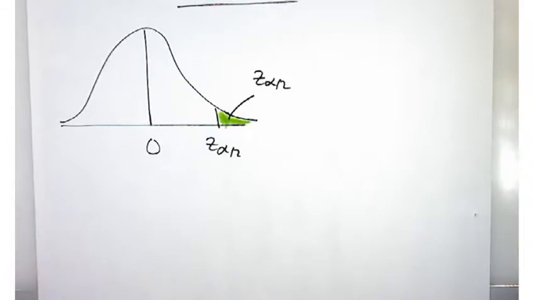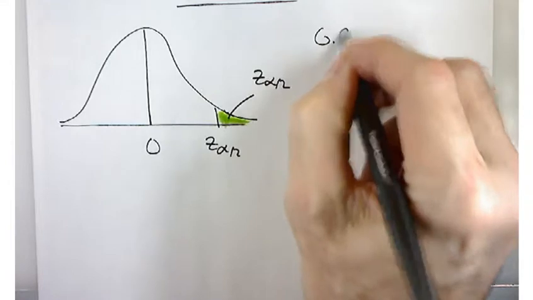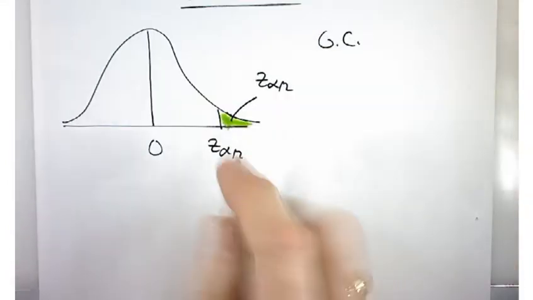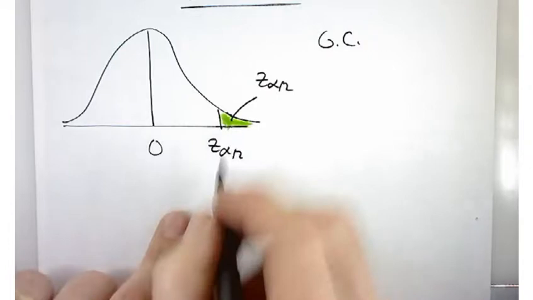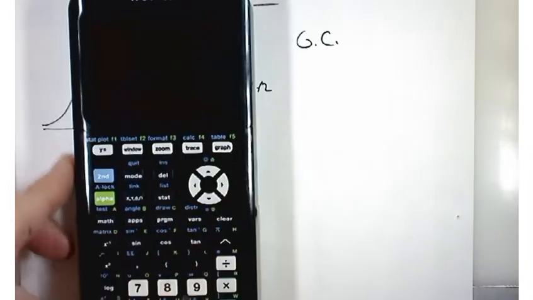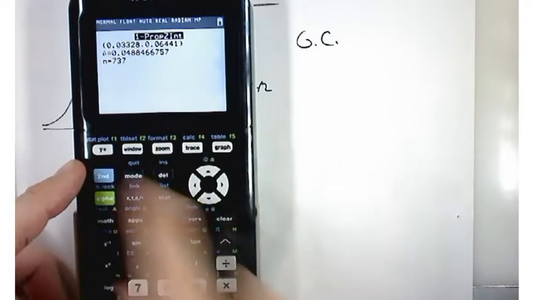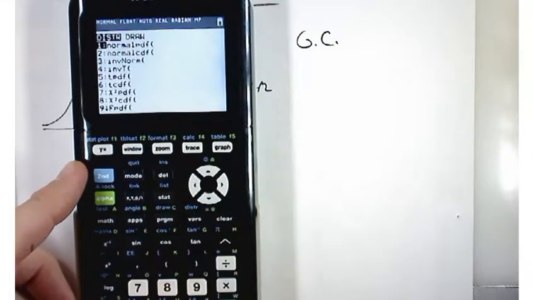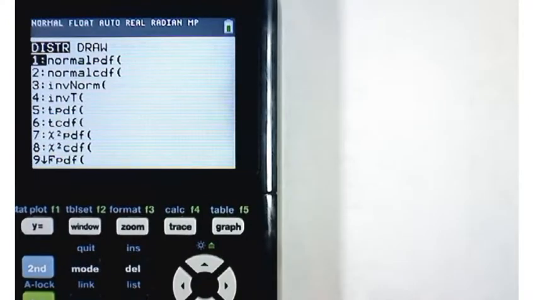Now I'm going to do it two ways. There's actually three ways, but I'm not going to go back and do Google Sheets right now. Let's look at the graphing calculator. We'll also look at StatDisk. So with the graphing calculator, if, for instance, I wanted to find the value z sub 0.01, then on the graphing calculator, you're going to go to distributions. So you hit second and then vars. That gets you to the distribution. What we want from here is the inverse normal.